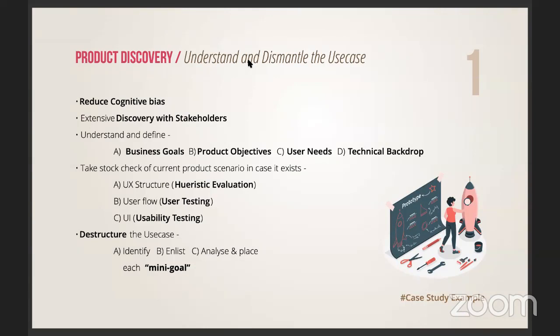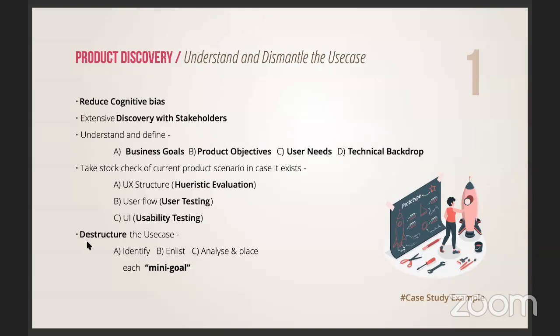So, taking stock of all of these different goals and objectives, you will go ahead and analyze the heuristic evaluation of the product at hand, and what the user flow is in the present day. What is the UI and usability testing resulting in? Presently, if you already have a product which you are considering to redesign or recreate into a new version, you need to consider its current state, so that you know where you want to reach.